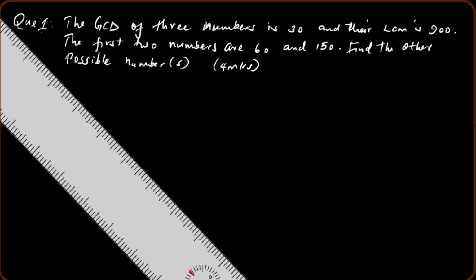Here is the question: find the other possible numbers in combination of this LCM and GCD. Now, let's go through the question. The GCD of three numbers is 30, their LCM is 900. The first two numbers are 60 and 150. Find the other possible number or numbers.